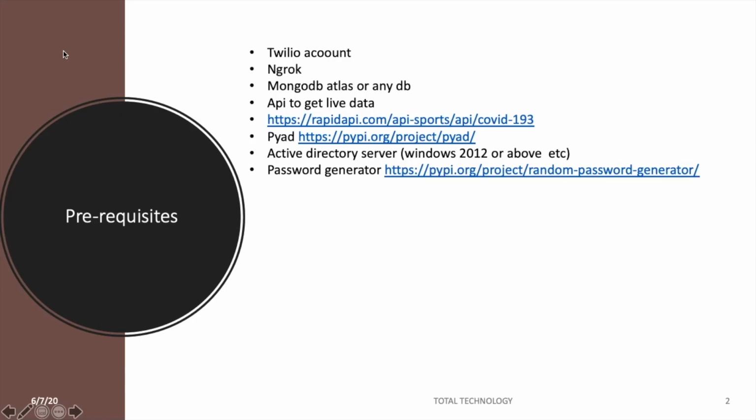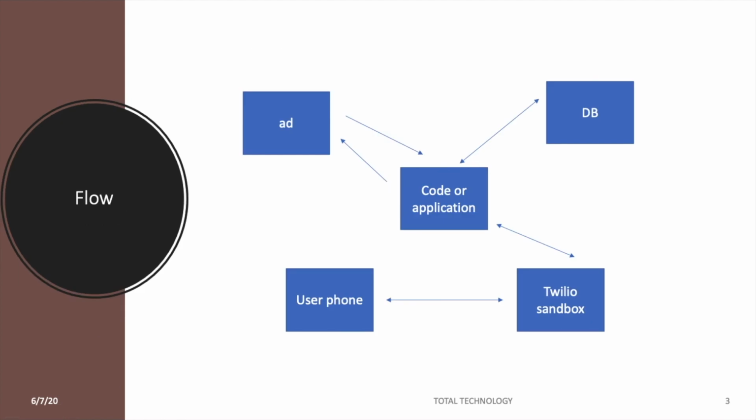The requirements or prerequisites are the same, but here we need three extra things: an Active Directory server, PyAD, the Python Active Directory module, and the password generator module to change the password. The flow of the requirement is something like this. This is our Active Directory. It goes back and forth talking to our Flask application, which also talks with our MongoDB database, and the user's phone is connected to Twilio.